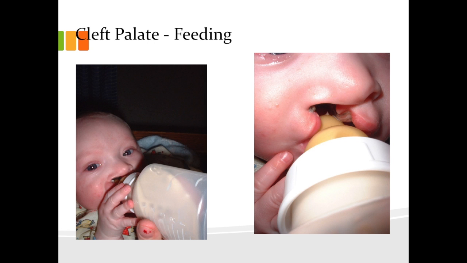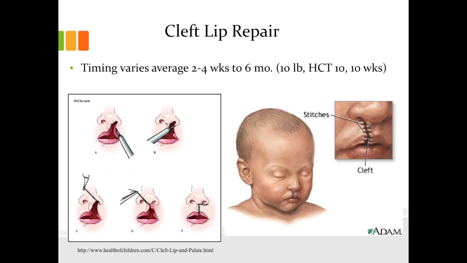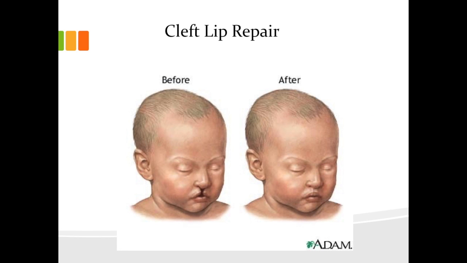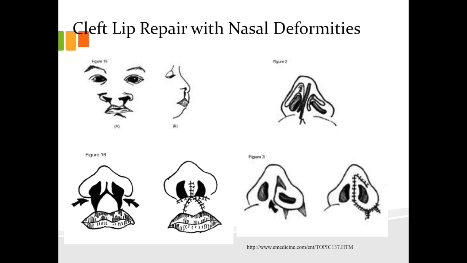And here's a little guy that's feeding, and he's got a cleft lip and palate. So the cleft lip repair, if it's only a lip and not the palate, then we have the rule of tens. 10 pounds, the hematocrit needs to be 10, and they need to be at least 10 weeks old. That's about on average. And they use the finest sutures on these repairs, and by the time everything is healed, you can hardly even tell that this kid had a cleft lip. It's amazing. And here's a picture before and after, and here's some more pictures. See how nice that looks?